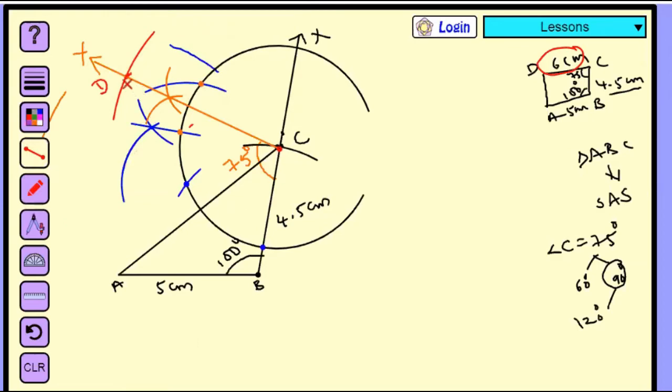Now just simply join A to D to get the required quadrilateral ABCD. Take the ruler and join A D. Now label here C to D length 6 centimeters. So it is the required quadrilateral.